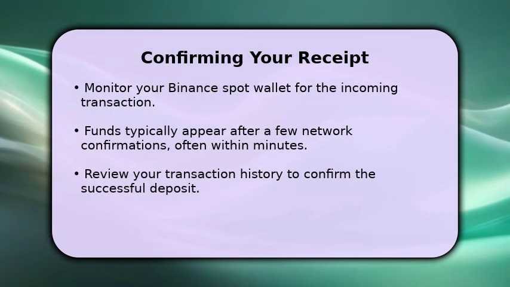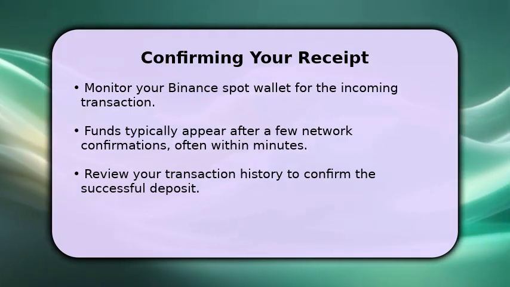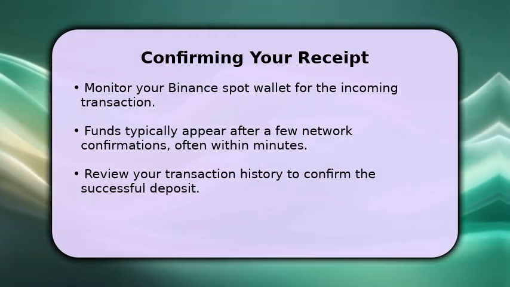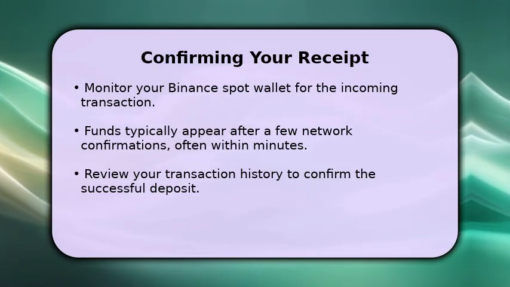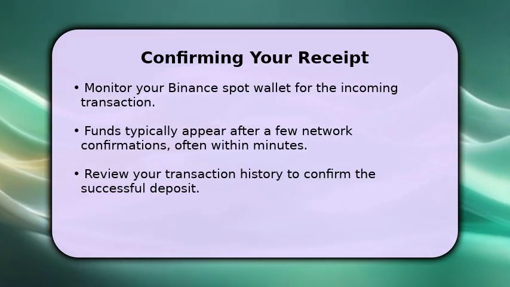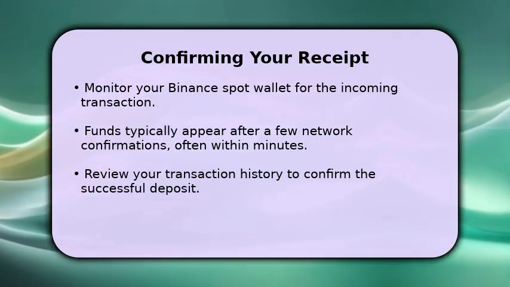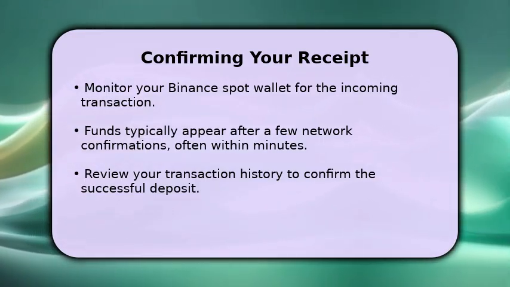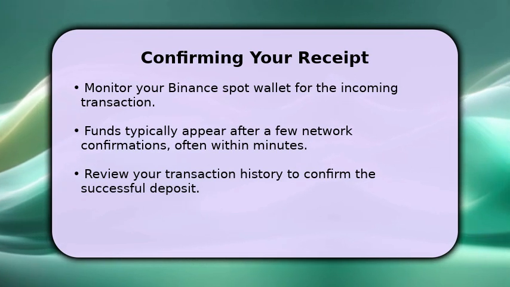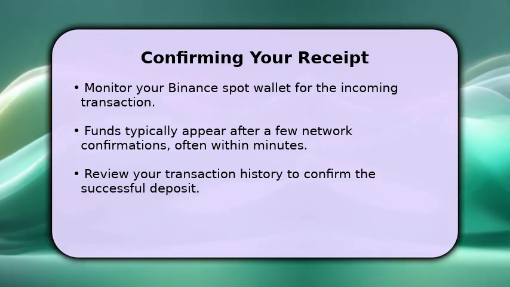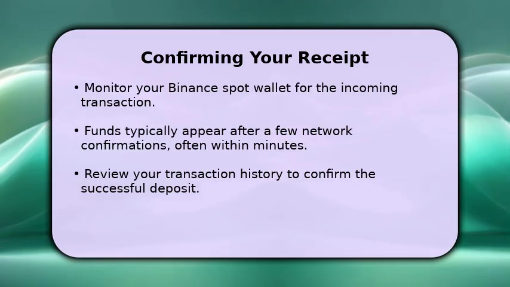After the sender initiates the transfer, you can monitor your Binance Spot wallet for the incoming funds. The time it takes for the money to appear can vary, but it usually happens within a few minutes to an hour, depending on the network congestion and the number of required confirmations. Once the transaction is confirmed, your balance will update, and you can view the details in your transaction history.